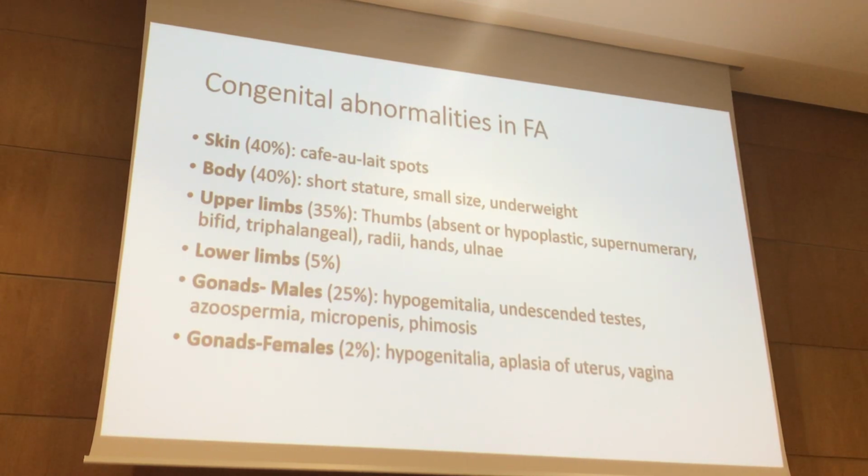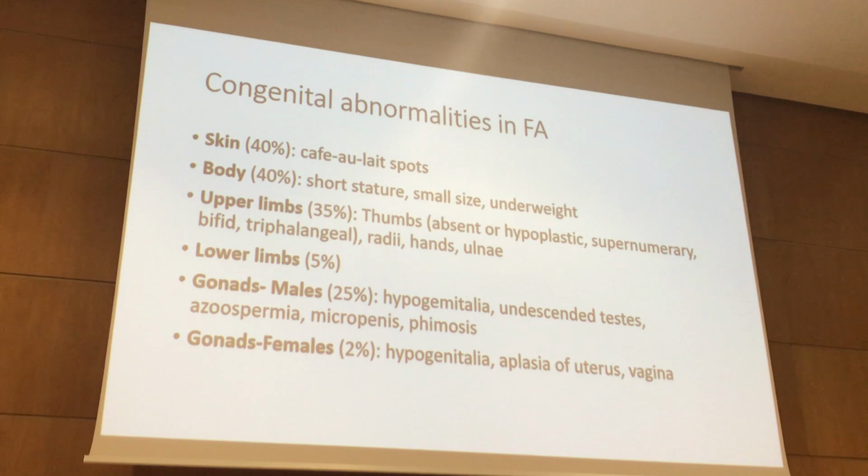Congenital abnormalities, most of them are upper extremity abnormalities, and they have special facial features. So mostly upper limbs are affected. In the body, they have short stature, small size, they are usually underweight. Cafe au lait spots as the skin symptoms are very common in those patients.